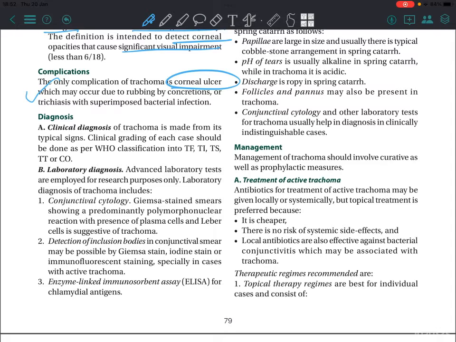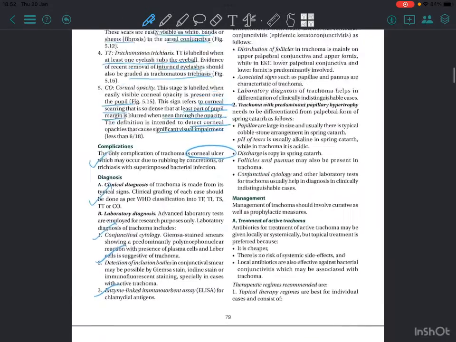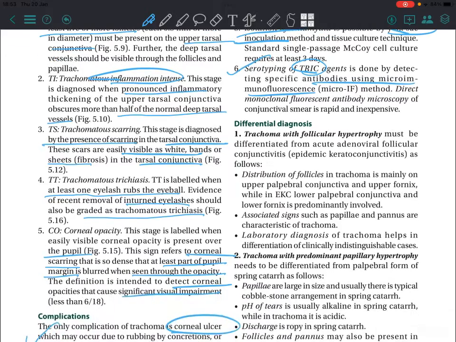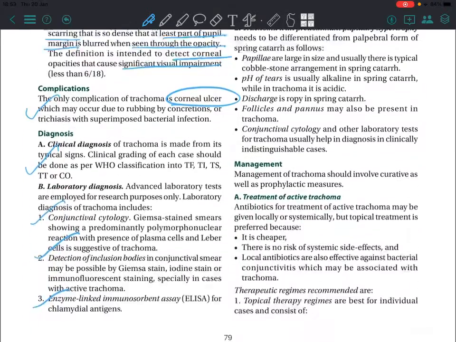Diagnosis. Clinical diagnosis is made from typical signs. Clinical grading of each case should be done as per WHO into TF, TI, TS, TT or CO. Lab diagnosis: conjunctival cytology, detection of inclusion bodies, enzyme-linked immunosorbent assay (ELISA), PCR, isolation of chlamydia by yolk sac inoculation method. Serotyping of strains is done by detecting specific antibodies using the microimmunofluorescence method. Direct monoclonal fluorescent antibody microscopy of conjunctival smear is rapid and inexpensive.